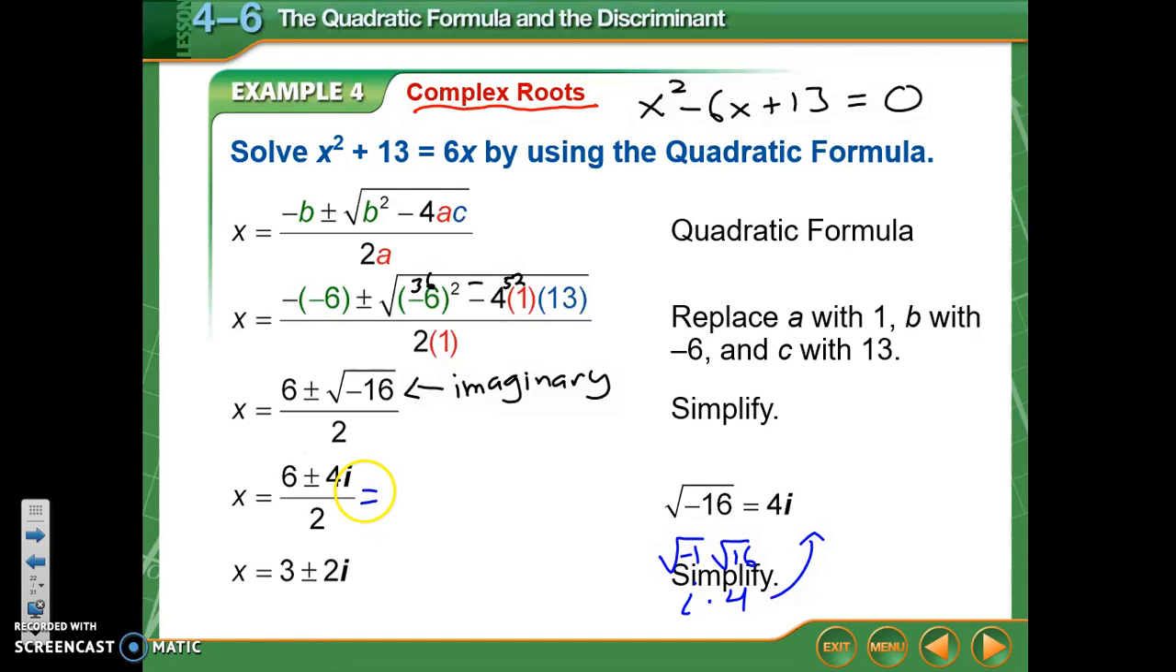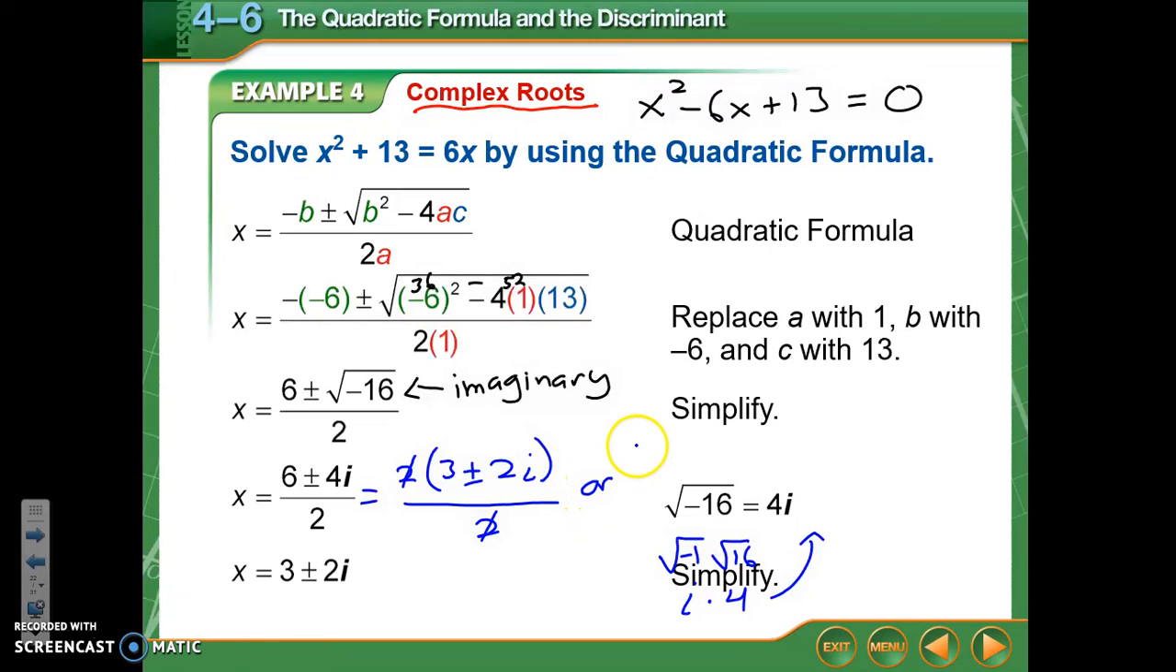And again, they simplified here. I can factor a 2 out of my numerator. That gives me 3 plus or minus 2i all over 2, and the 2's will cancel, and I'll just have 3 plus or minus 2i.